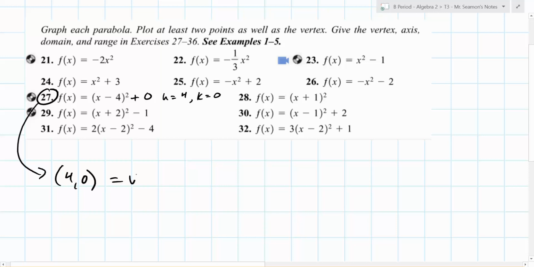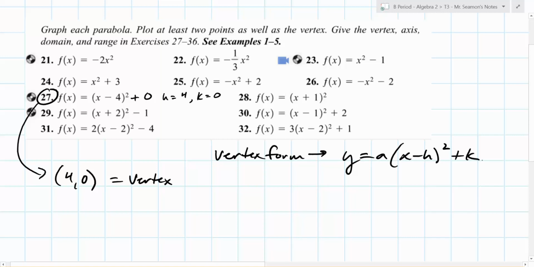That's the vertex, right? This is in vertex form. Do you remember what the general vertex form is? Super general is y equals a times x minus h squared plus k. h is the x coordinate of the vertex, k is the y coordinate of the vertex, and a determines if it goes up or down or if it's wider or steeper. Vertex form is nice because it gives you the vertex.